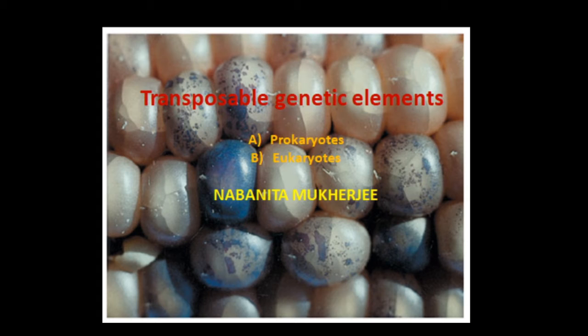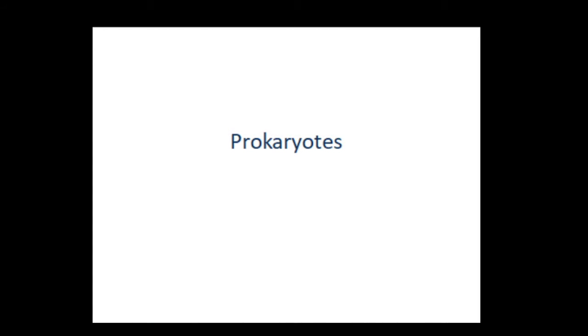Thus, transposable genetic elements are present in both prokaryotes and eukaryotes. In prokaryotes, we find three types of transposable genetic elements. One is insertion sequence or IS elements, next is transposons, and the third one is bacteriophage.